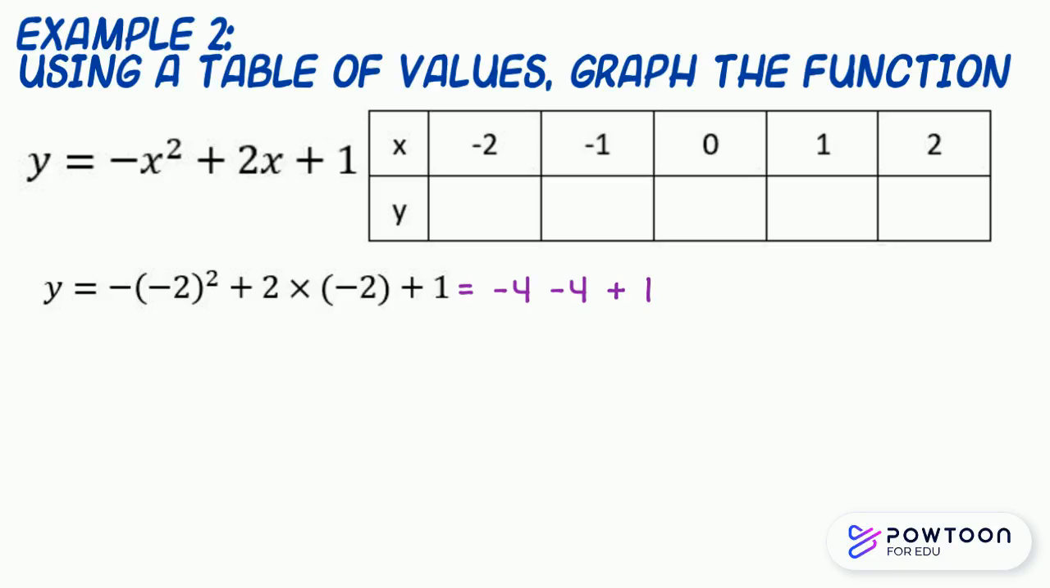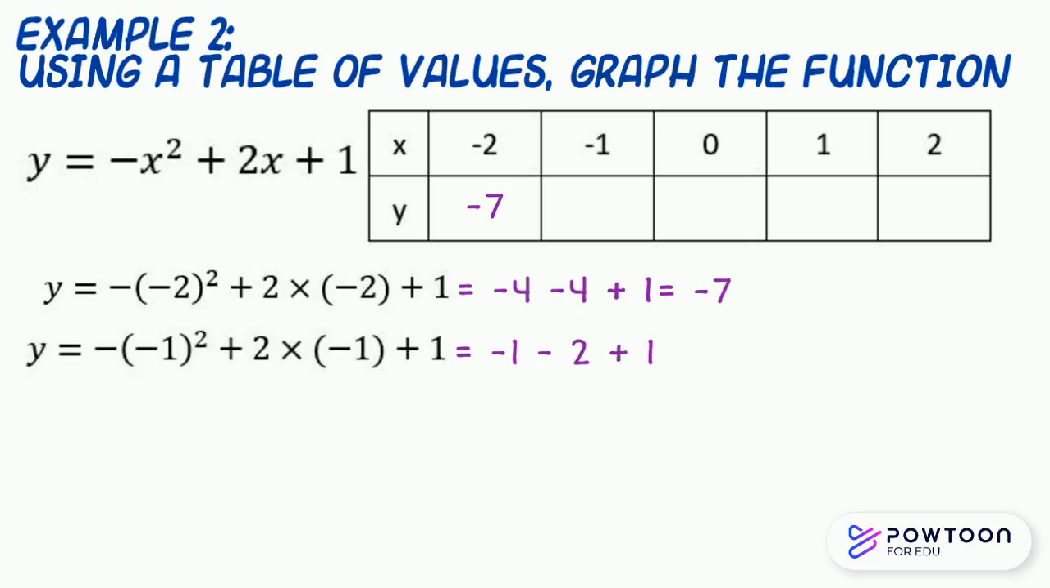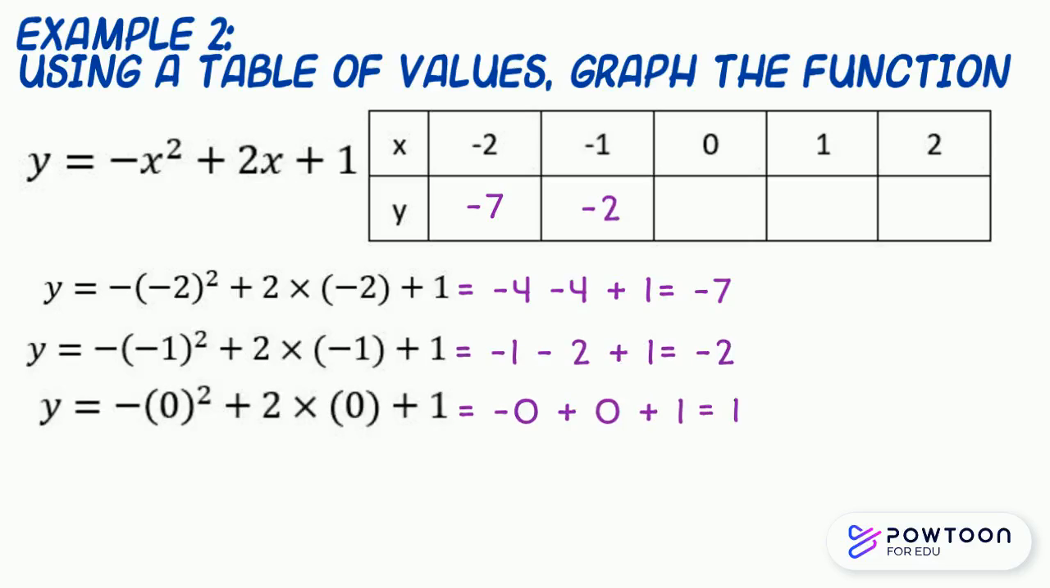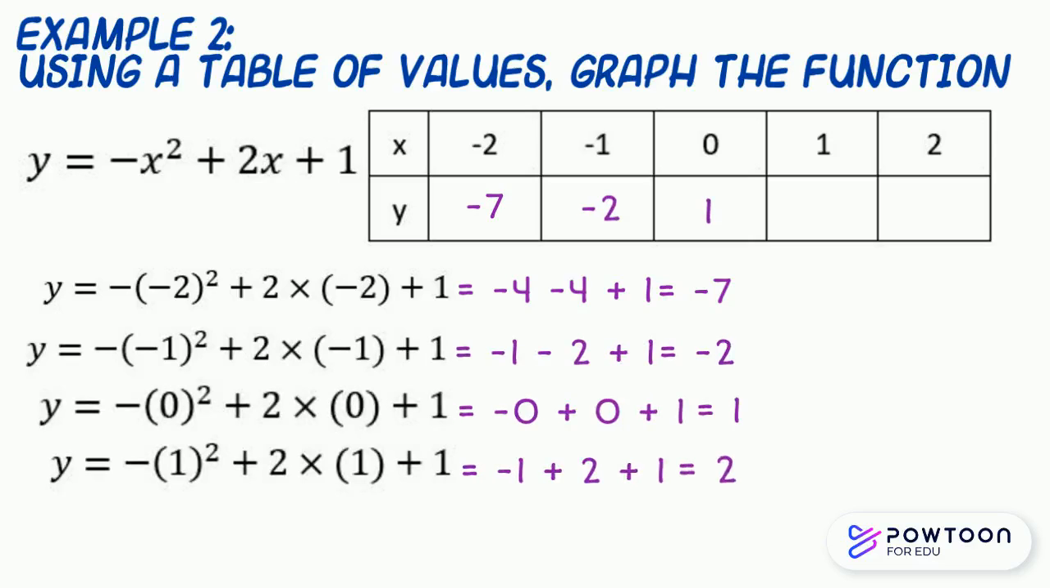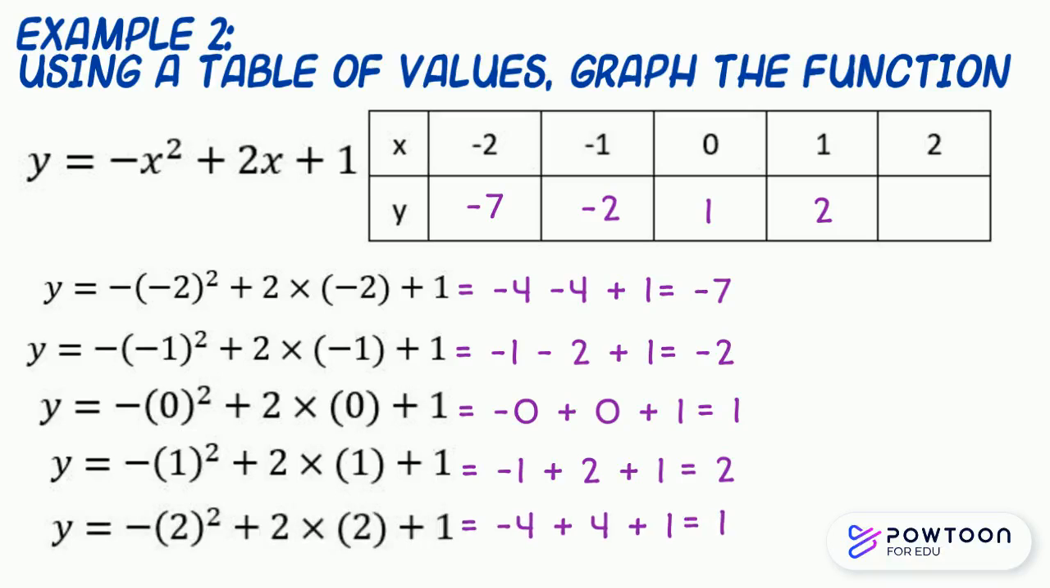Then 2 times -2 is just -4, plus the 1, so we get an answer of -7 for our first x value. Now we just have to repeat that for our x values of -1, 0, 1, and 2. Again, just being careful with that negative value in front of the x squared. Simplify to get all of our y values.